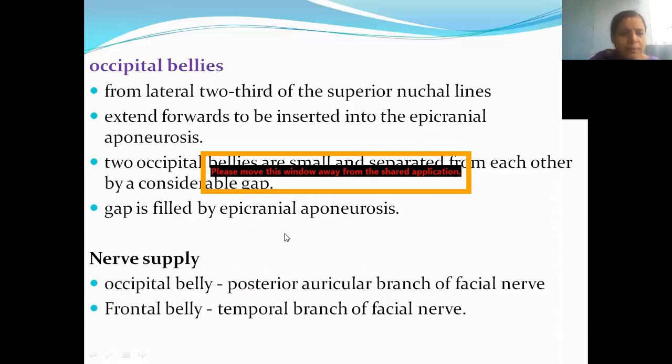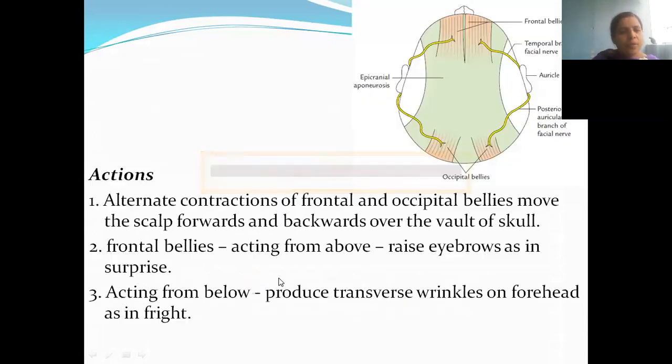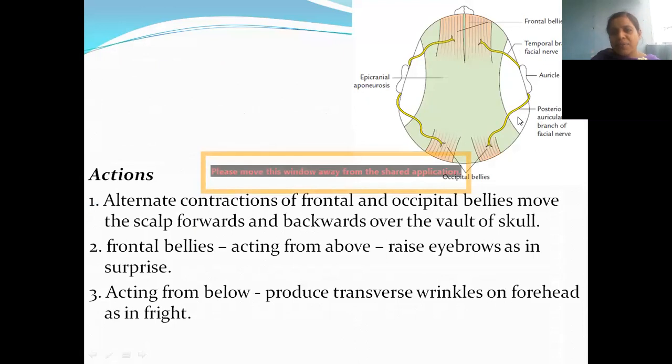Okay, then nerve supply of these muscles: occipital belly is receiving from the posterior auricular branch of the facial nerve, frontal belly is receiving nerve supply from the temporal branch of the facial nerve. Okay, you can see this is the nerve supply, this is frontal belly, temporal branch of facial nerve, this is occipital belly, posterior auricular branch of facial nerve.